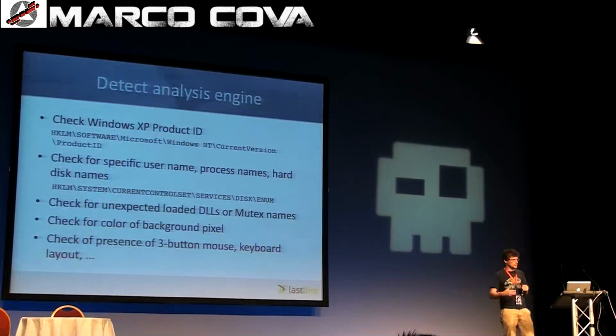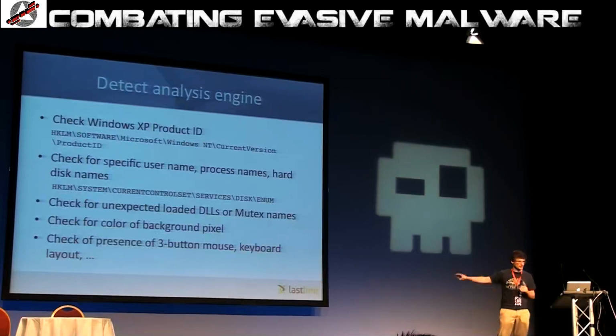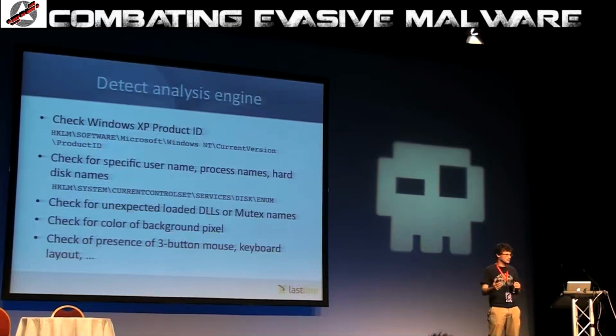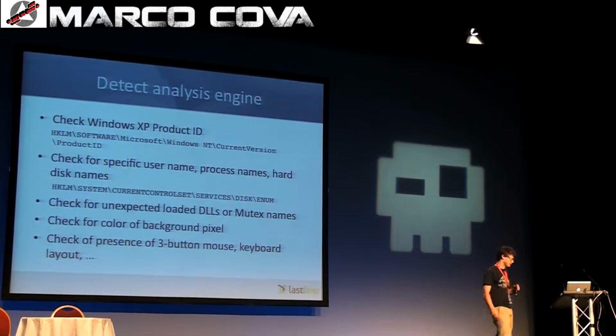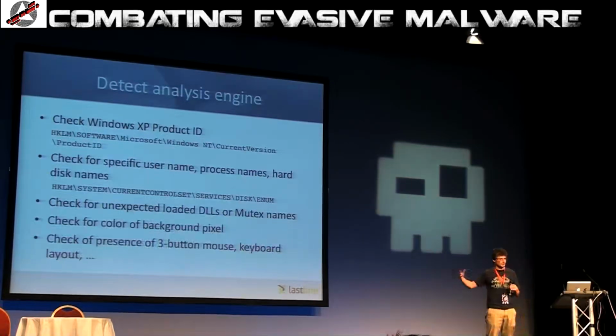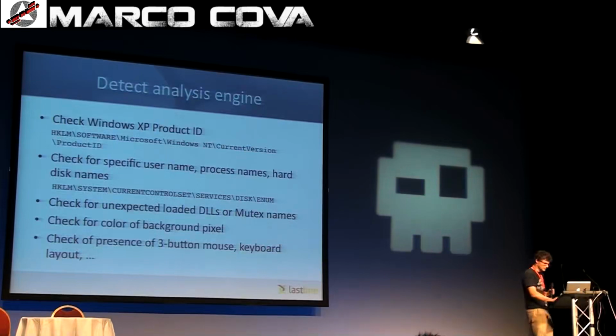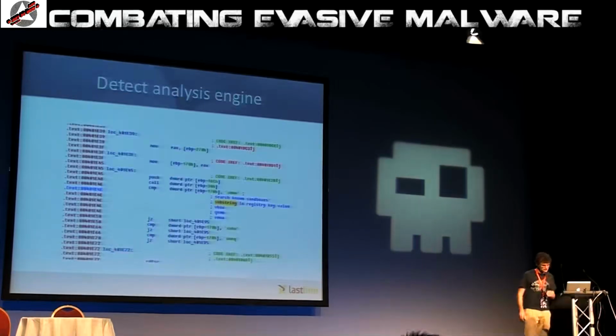Other things, a little bit more ingenious if you want, they check for the color of the background pixel. The assumption is if you keep the ugly blue standard background of Windows XP, it's likely going to be an analysis system rather than an actual user's machine. Something else they do is they check that the system has a mouse, a keyboard, and so on. So, ingenious things.